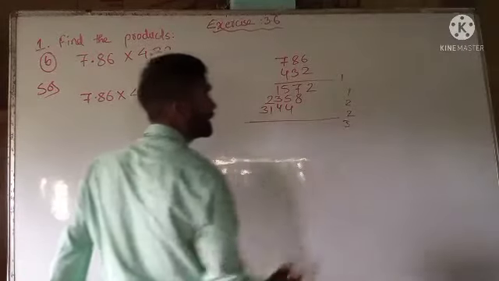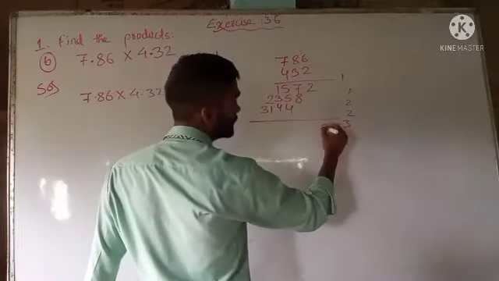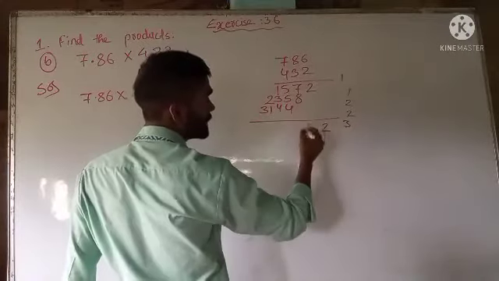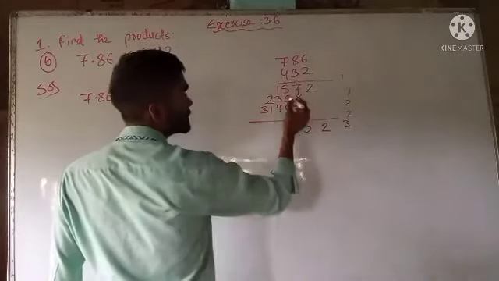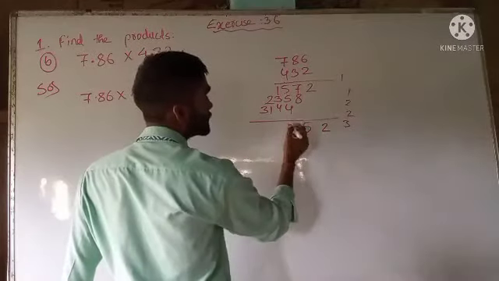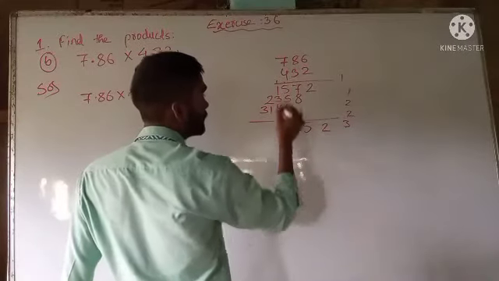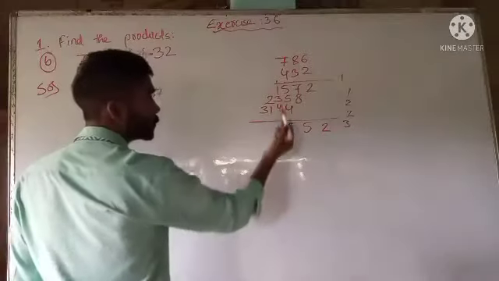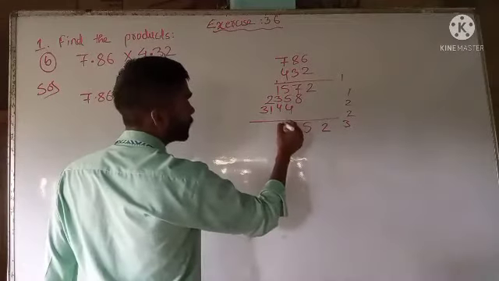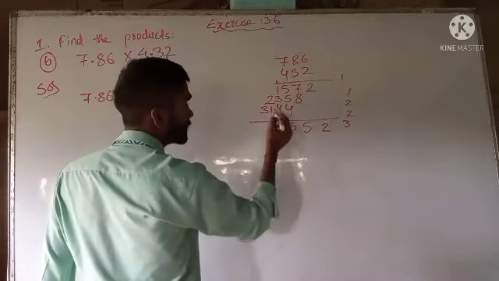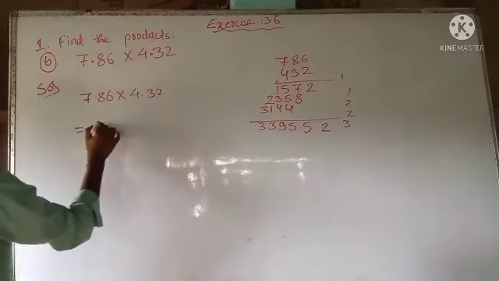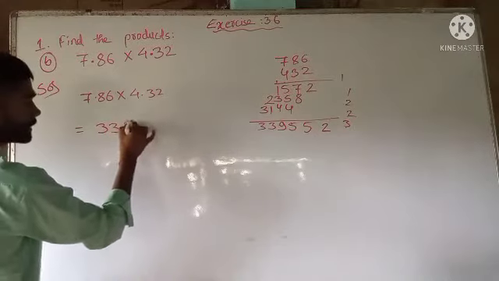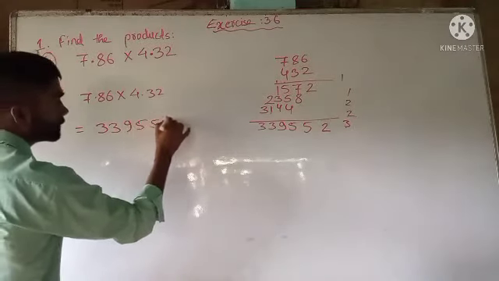So now let us add them. So here we'll get 2. Now here 7 plus 8, 15, 5, 1 in hand. 5 plus 1, 6, 6 plus 5, 11, 11 plus 4, 15, 5, 1 in hand. 1 plus 1, 2, 2 plus 3, 5, 5 plus 4, 9. Now here 2 plus 1, 3, and here also 3. So we got 3, 3, 9, 5, 5, 2.